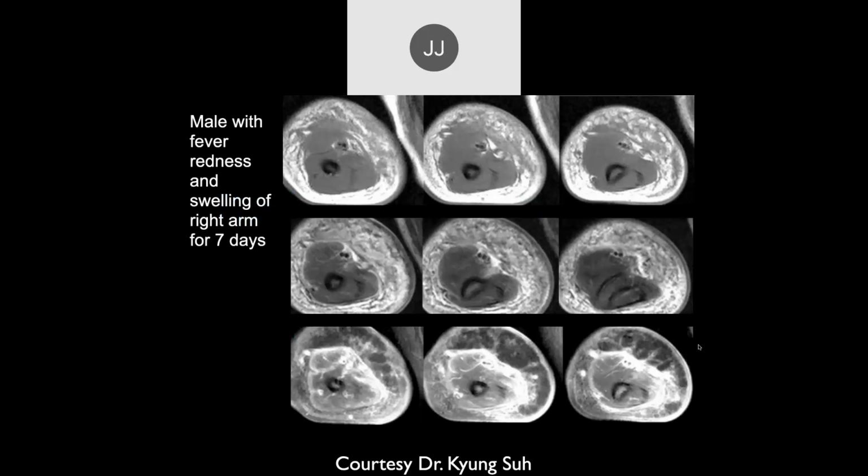Redness and swelling for 7 days. Looks like we have diffuse soft tissue edema, maybe some fascial fluid as well.